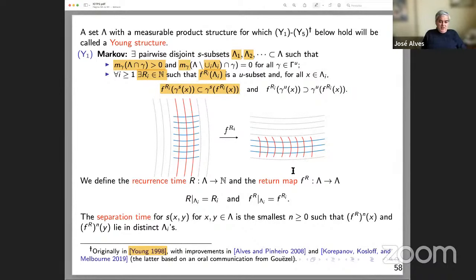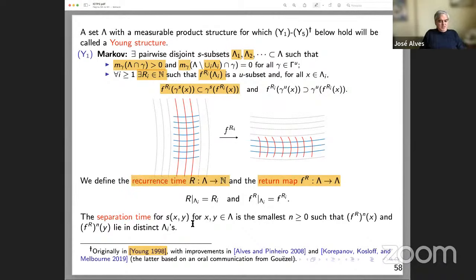We define the recurrence time and the return map. So this allows us to introduce a return map, since this goes from lambda to lambda. Every lambda i is sent into a subset of lambda. And so we can introduce a return map from lambda to lambda, simply considering on each lambda i the respective power, and also the recurrence time.